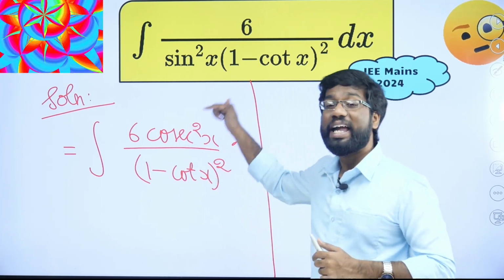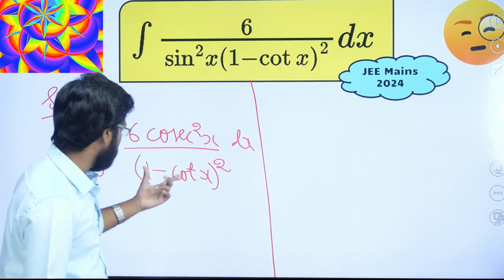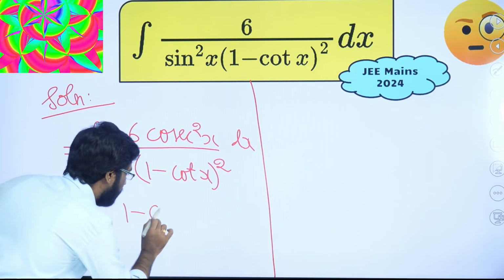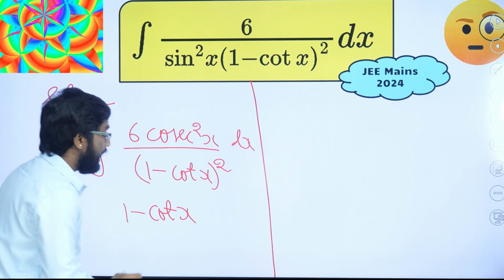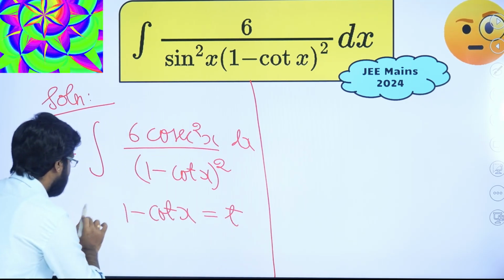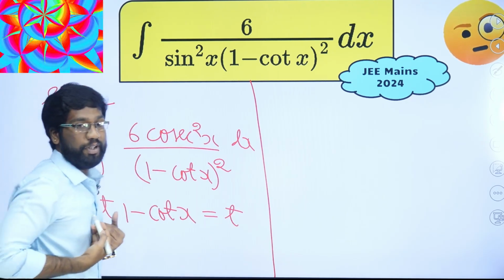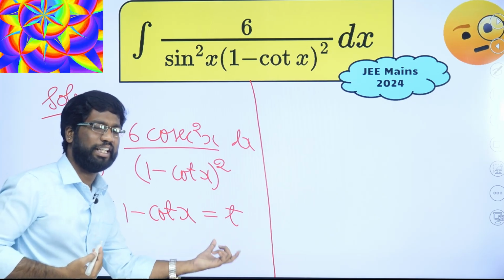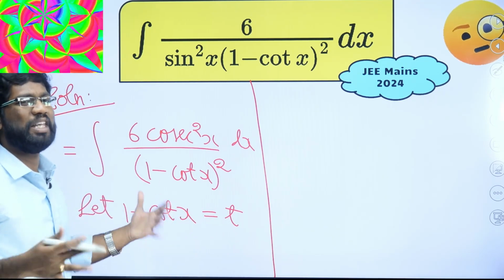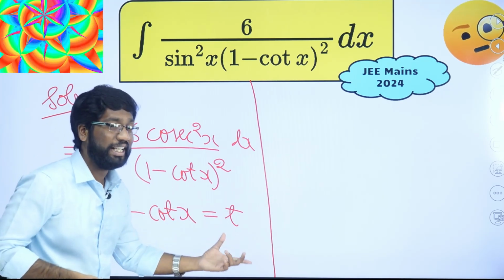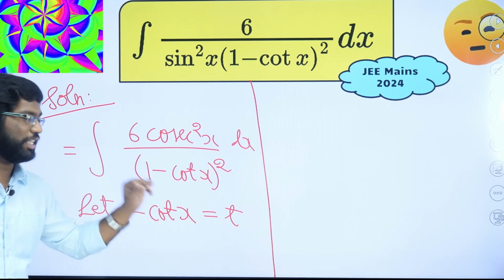Now I am going into the integration. So the substitution method, first thing I am going to take is 1 minus cot x is equal to t, my dear students. This is let. I am assuming it. In place of t, you can take anything, a, b, c, d, whatever you want. Just I have taken t, my dear students.